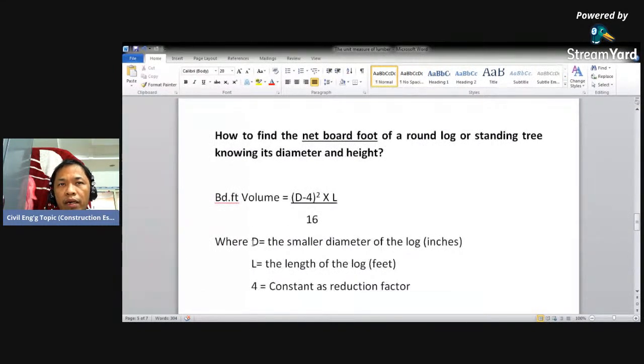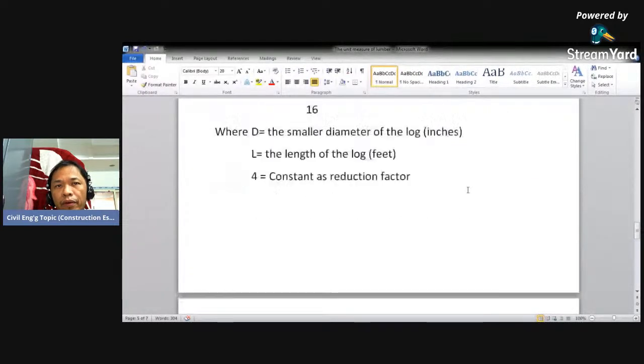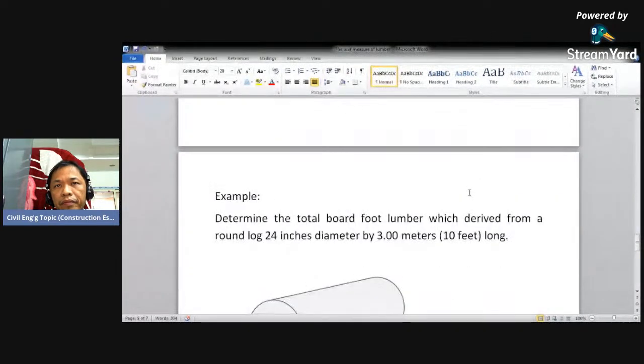Where D is the smaller diameter of the log. It should be in inches. And the length of the log should be in feet. And the 4 is the constant as a reduction factor. So this is the formula you use when you compute the net board foot of a round log. For example, this log.